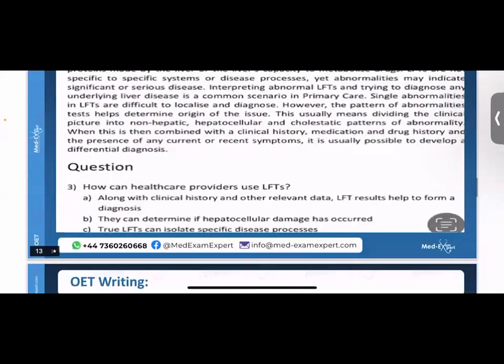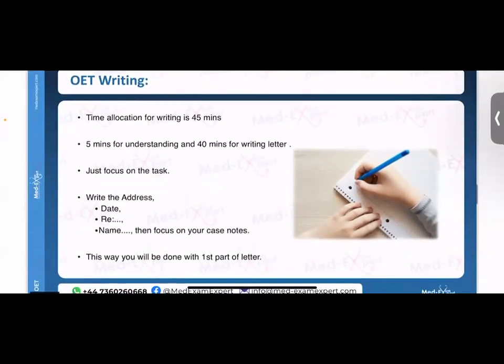Okay. Now coming to OET writing. So the time allocation for OET writing is 45 minutes: 5 minutes for understanding and 40 minutes for writing the letter. Just focus on the task.